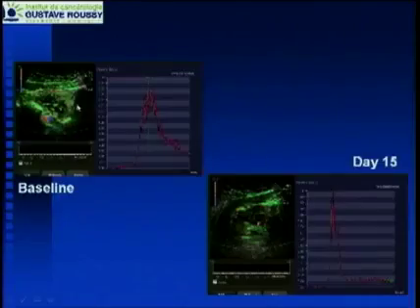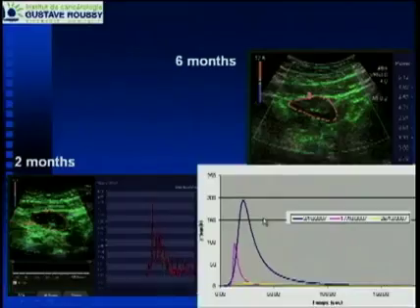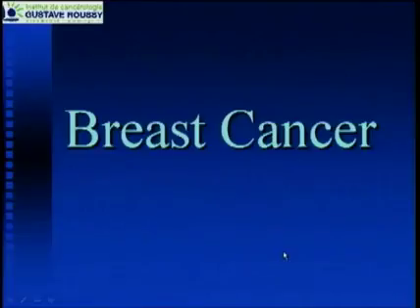But if you use a contrast agent, this is at baseline, after 2 weeks, after 2 months, and 6 months, you are able to evaluate these treatments with very high efficiency.